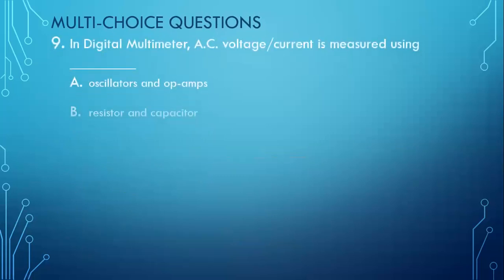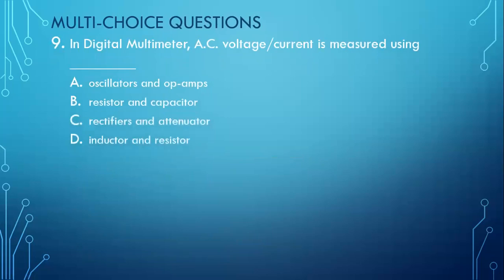In the digital multimeter, AC voltage or current is measured using what? What is the main important thing in the digital multimeter while measuring AC voltage and current? Is it oscillator or op amp? No. Resistor or capacitor? No. Rectifier and attenuator is the correct option, because the rectifier converts the AC voltage or AC current into a DC quantity, and we can supply it to the ADC, and the output of the ADC is used to display it.